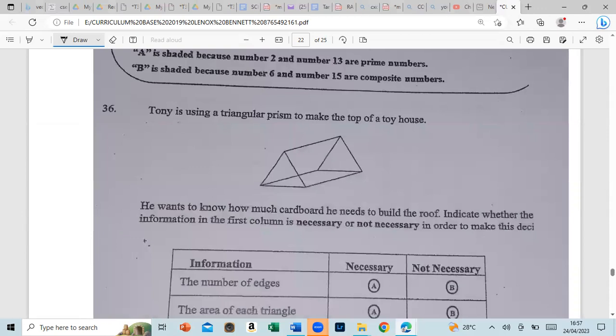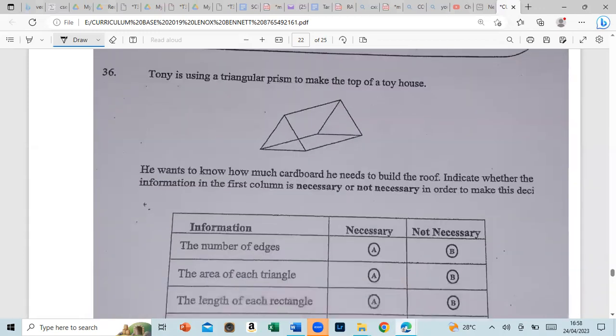Tony is using a triangular prism to make the top of a toy house. He wants to know how much cardboard he needs to build the roof. Indicate whether the information in the first column is necessary or not necessary in order to make this decision. Like these type of questions.